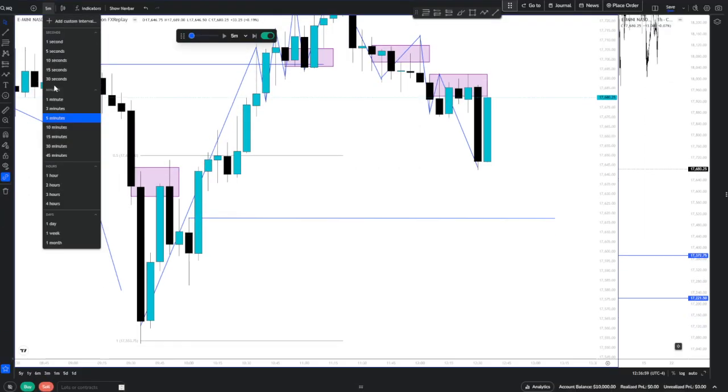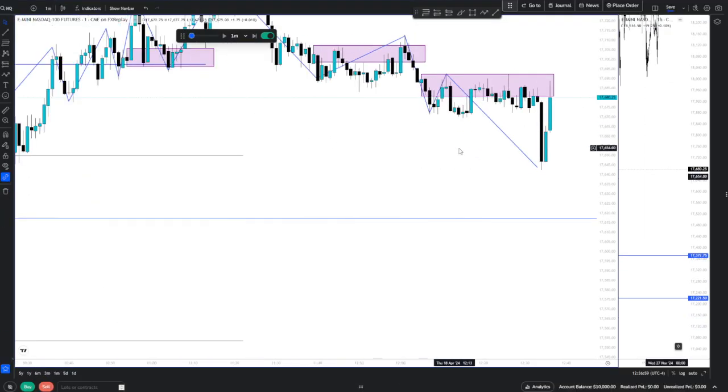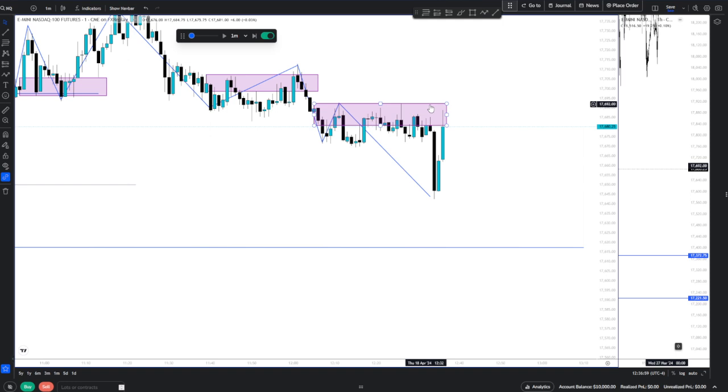But if we broke structure back above, then if I had a runner, that's where I would cut it. If we close back above this high, there's no reason. Actually, if we closed above this, because this would have been our new responsible, but.